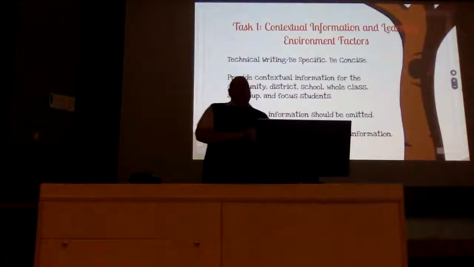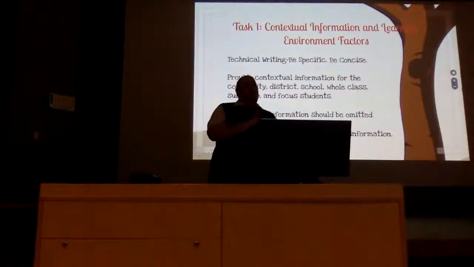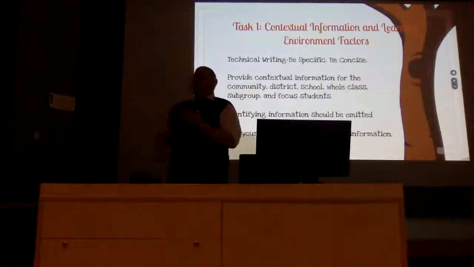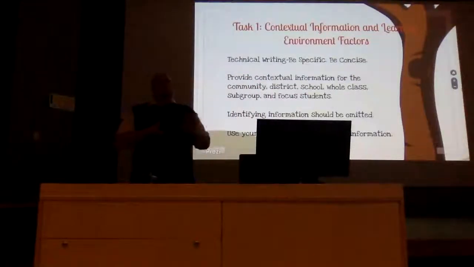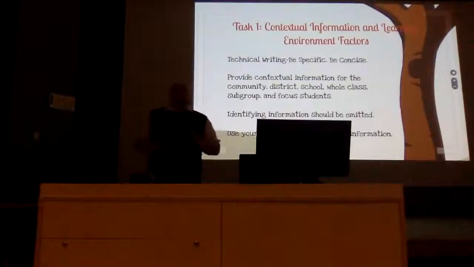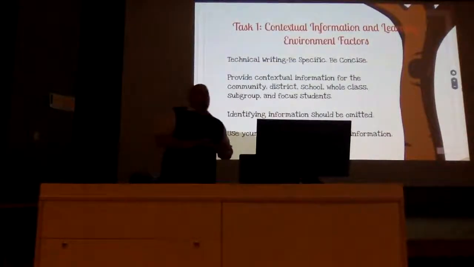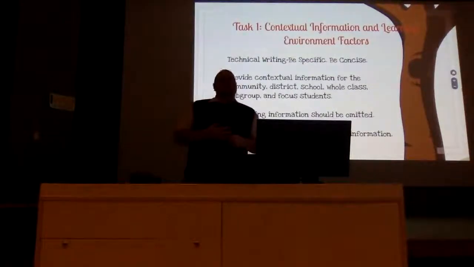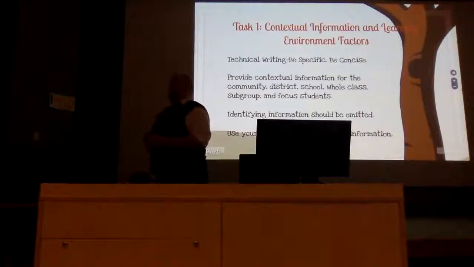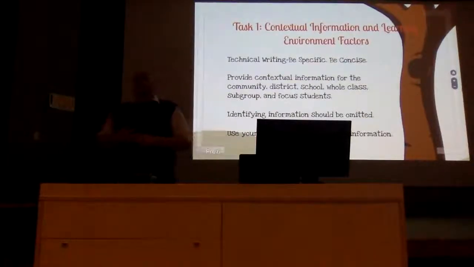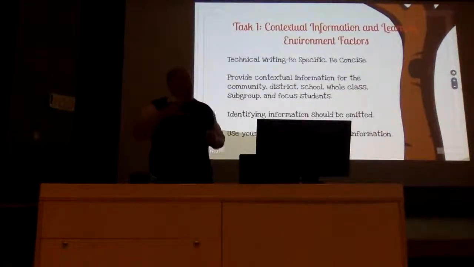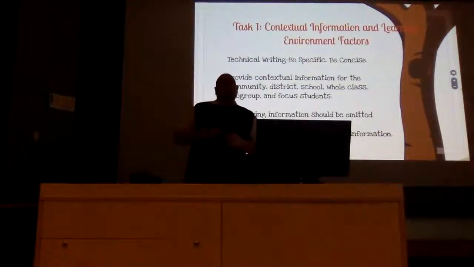All identifying information should be omitted, so you don't name yourself, WSU, the district, the school, students, no names. Use abbreviations like FSA for Focus Student A, FSB, LO1 for Learning Objective 1, SG for subgroup. Saves space, saves time. What you can do is provide a key to those abbreviations in the appendix.